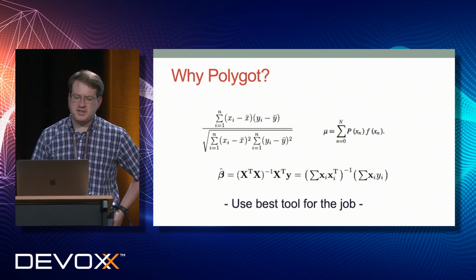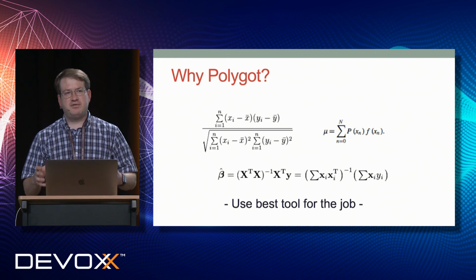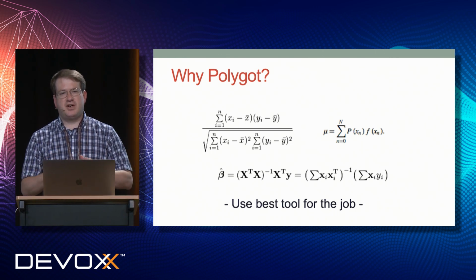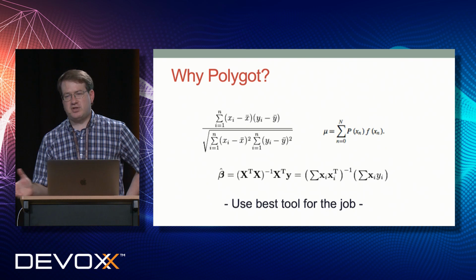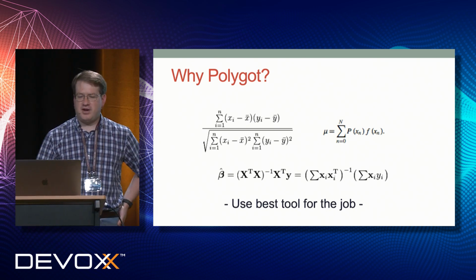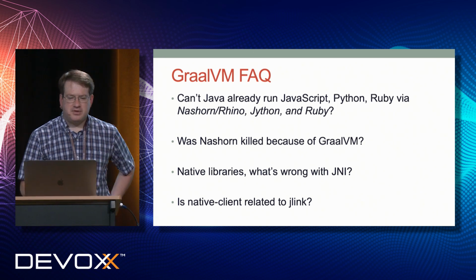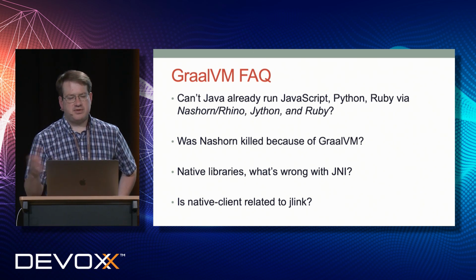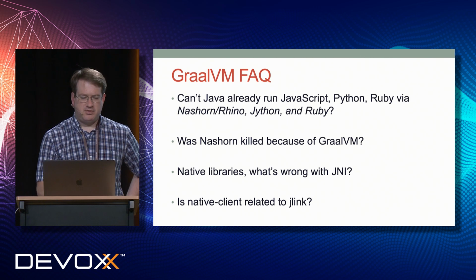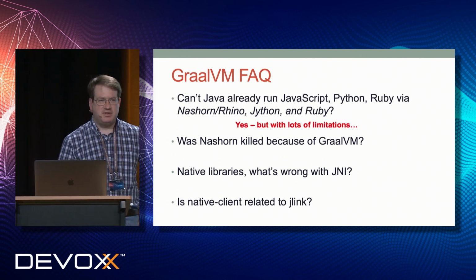So really the bottom line is to use the best tool for the job, and with GraalVM, you're not limited to just Java anymore. You can take advantage of all of the other languages and the features that they offer. So some common questions: can Java already run JavaScript, Python, Ruby, etc. via Nashorn, Rhino, Jython, and JRuby? Yes, but with lots of limitations.